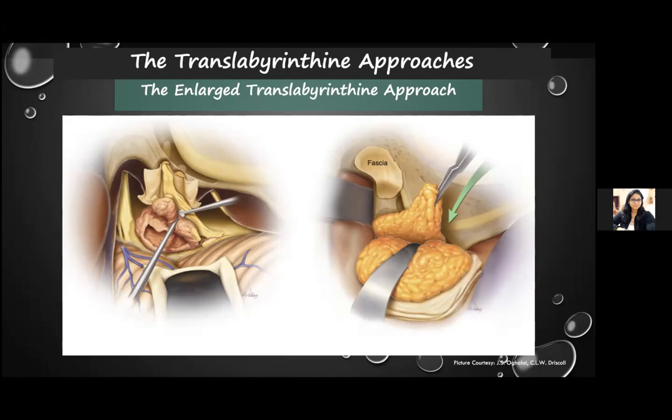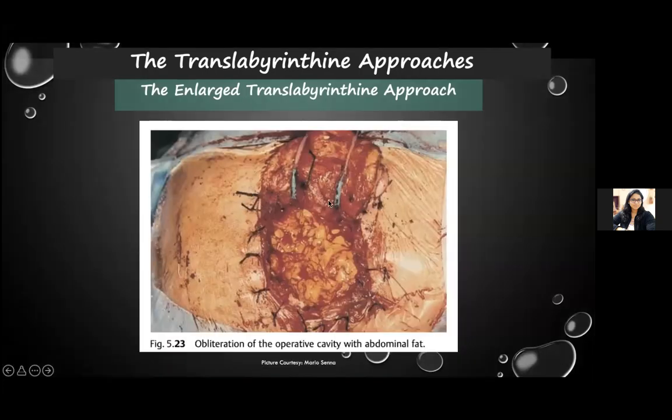And next, once the abdominal fat is harvested, it is made into long strips, and they can be preserved in bacitracin solution and covered till we have to use it for closing the fossa, closing the cavity. Now while you are closing, here you can see the abdominal fat used to obliterate the cavity.